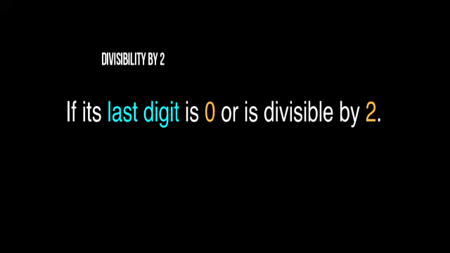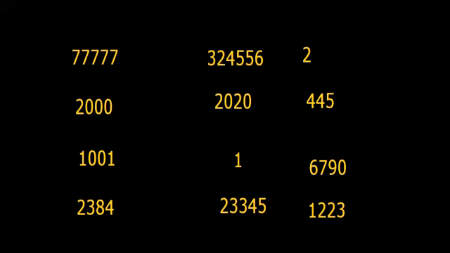Now that we are done with the word problems, let us now start the first lesson, which is divisibility. A number is considered to be divisible by 2 if its last digit is 0 or divisible by 2. Here are some numbers that we will try to identify which is divisible by 2 by using the rule we discussed earlier. By first glance, 70,777 is not divisible by 2.